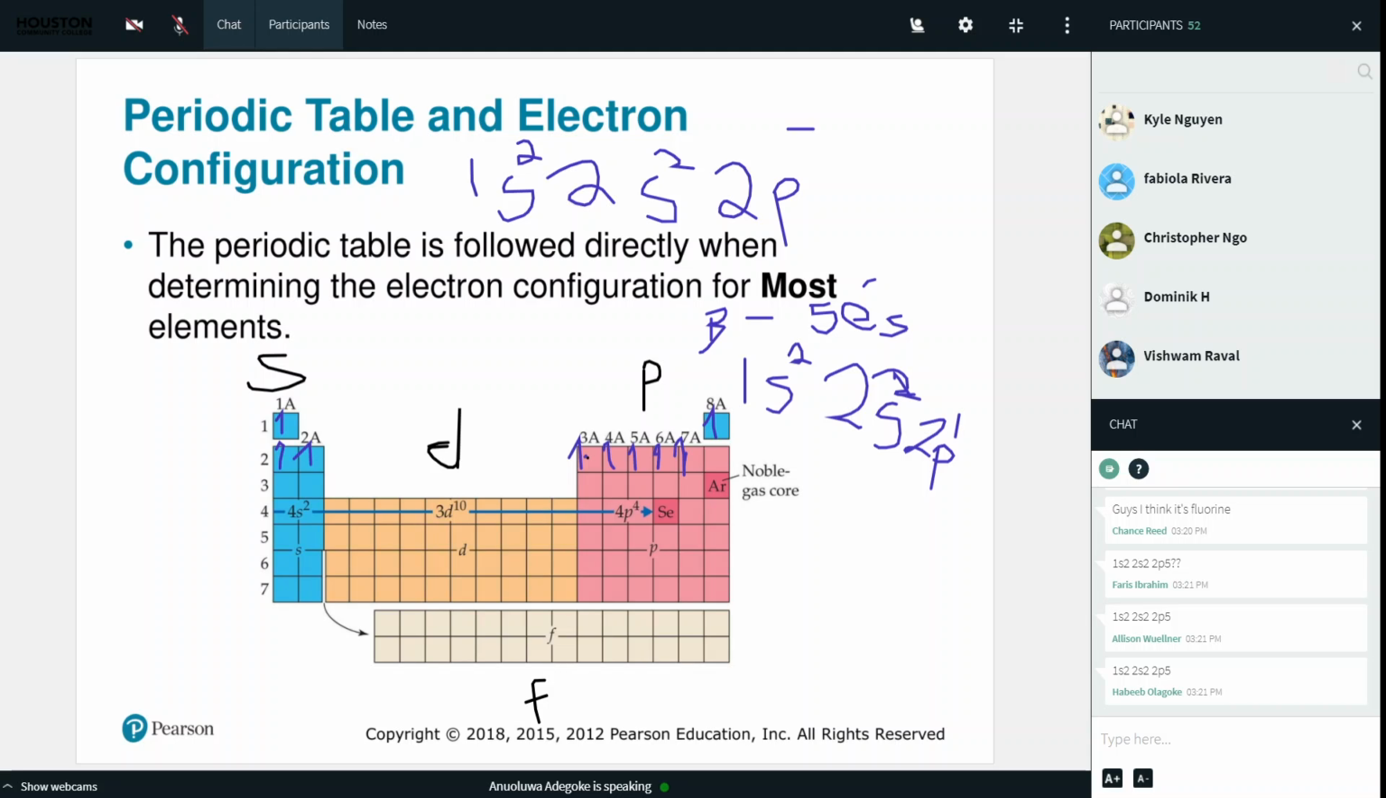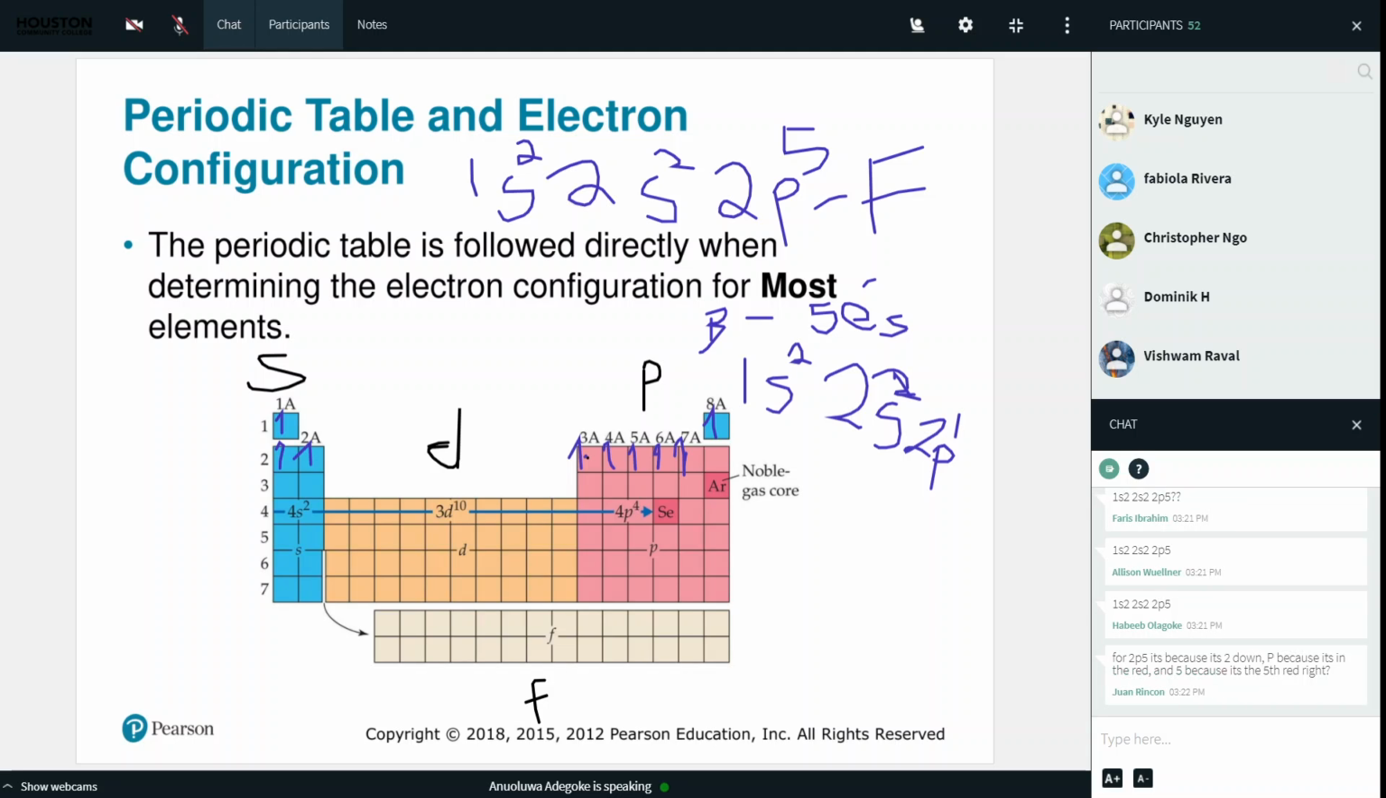So this is for fluorine: 1s2, 2s2, like that. Basically, we go all the way like that. The total of that is 9. This is the electronic configuration for fluorine. I'm going to stop here because of time. At home, you can try all the way to number 20. Try writing all the way to number 20.